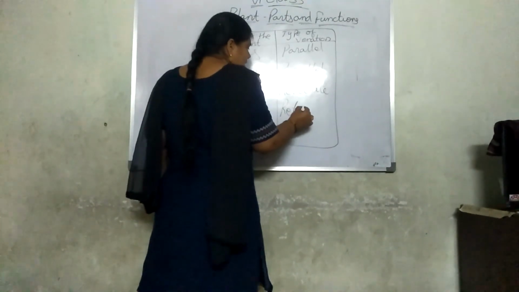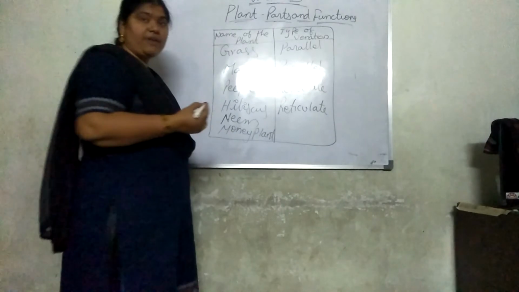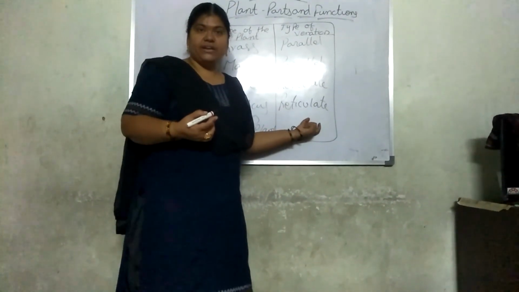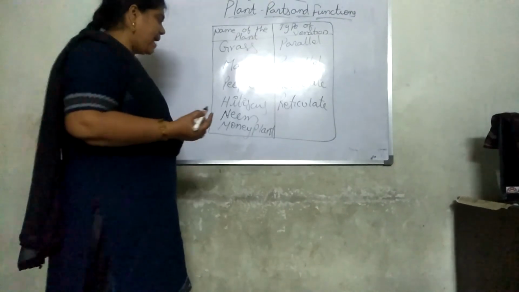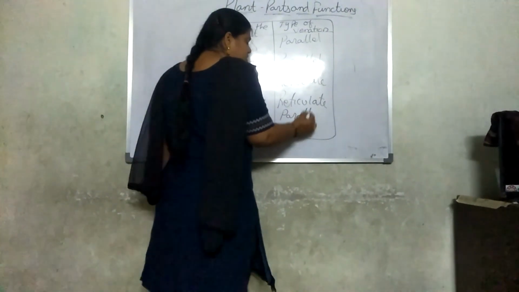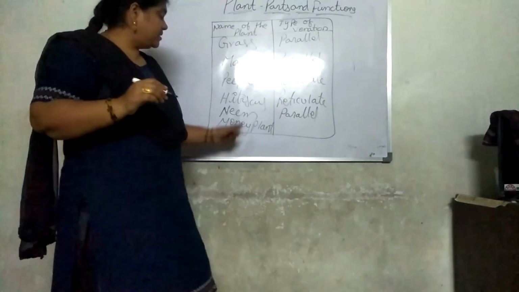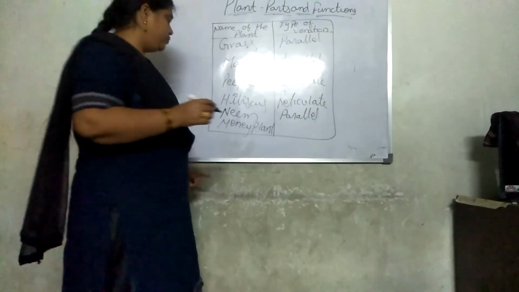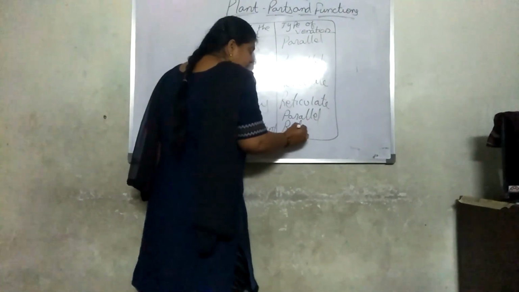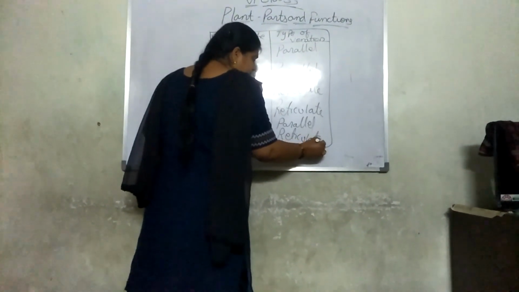Next, coming to hibiscus. Hibiscus has reticulate venation, and it also has the taproot system. Neem, it is a parallel venation. The leaf will be in zigzag, but this also has the taproot system. Money plant, you can see that this has reticulate venation.